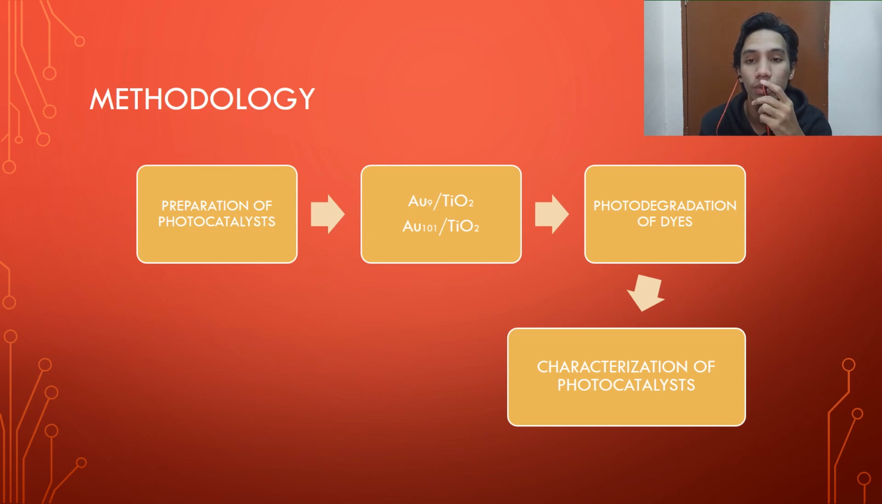Next, we move on to the methodology. First, we prepare the photocatalyst. We synthesize both gold and titanium dioxide. Then we couple both of them together to form Au9/TiO2 and Au101/TiO2. Then the photodegradation of dyes. The last one is the characterization of photocatalysts.